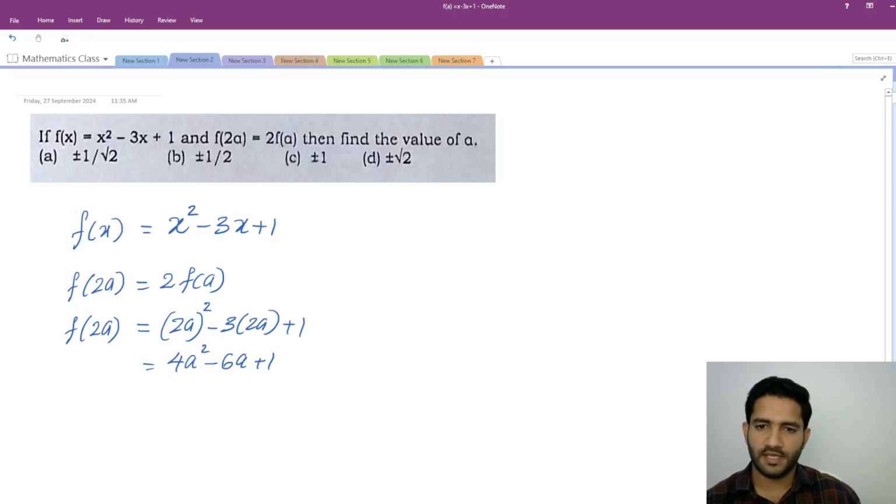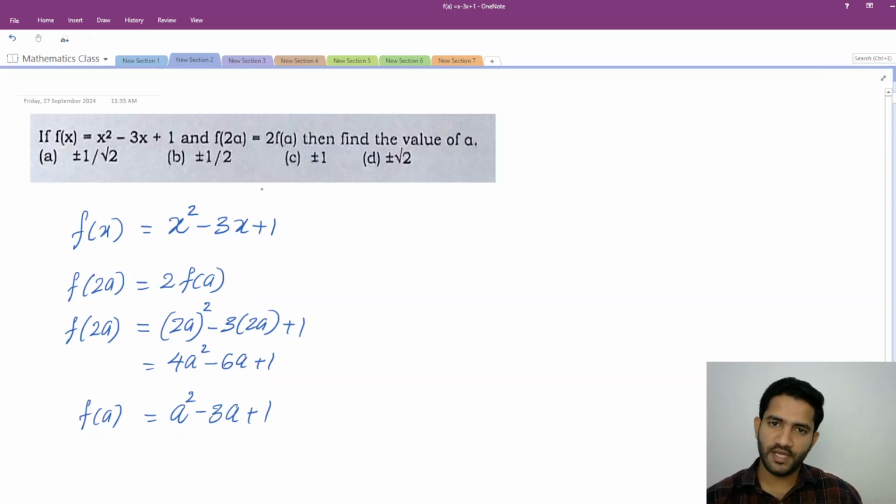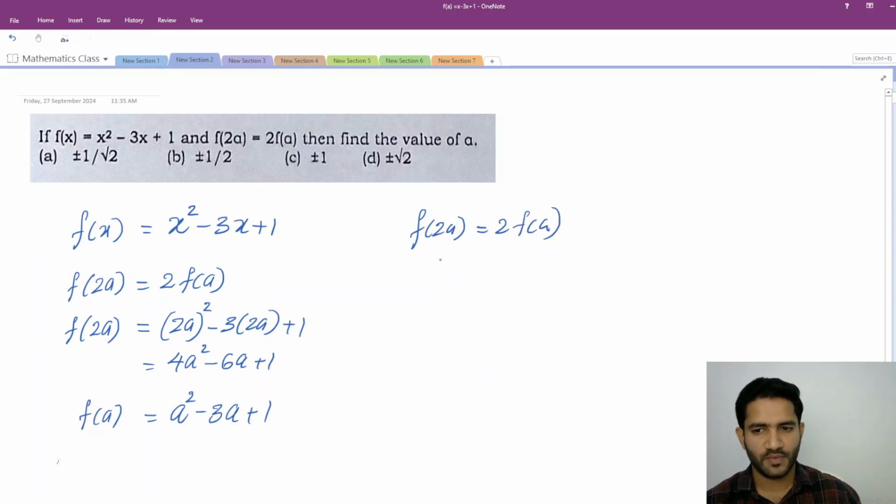Then second one, it is given that it is equal to 2 f of a. So just find f of a. f of a is equal to, just substitute x equal to a, so a square minus 3a plus 1. That's all. Now it is given that f of 2a equals 2 into f of a.